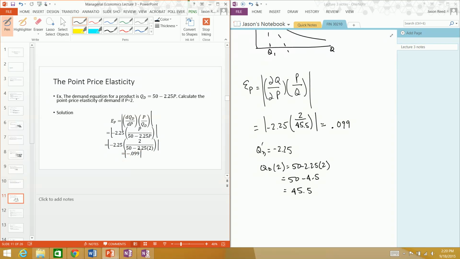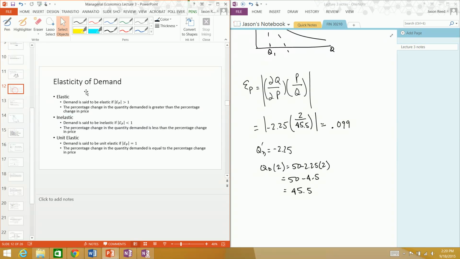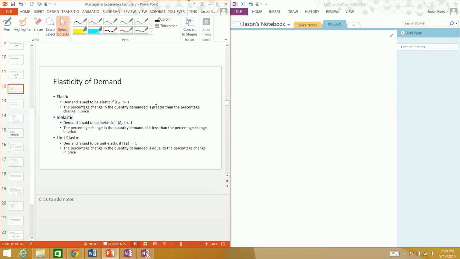Okay, so we can calculate elasticity of demand now. What does that do for us? What kind of information is that going to show us? We have this breakpoint, and this breakpoint is going to rest at 1. So when we calculate the elasticity of demand and it's greater than 1 in absolute terms, we say that demand is elastic. And so the percentage change in the quantity demanded is greater than the percentage change in the price for this instance.